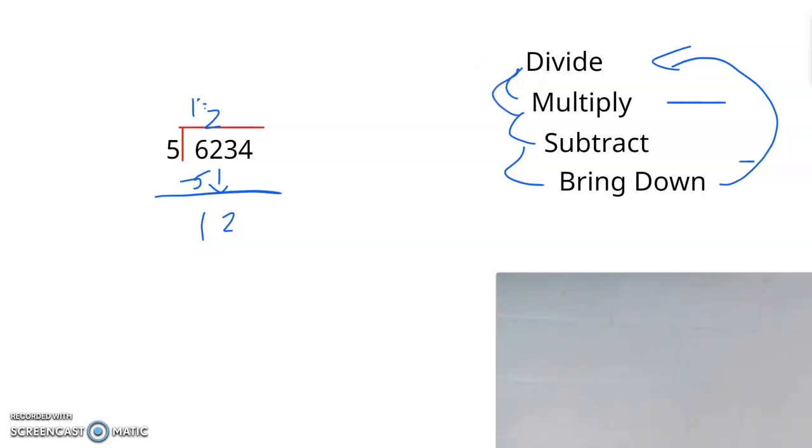Then once again, we multiply. 2 times 5 is 10. Subtract. 12 minus 10 is 2. And then bring down again. This time we're bringing down a 3.